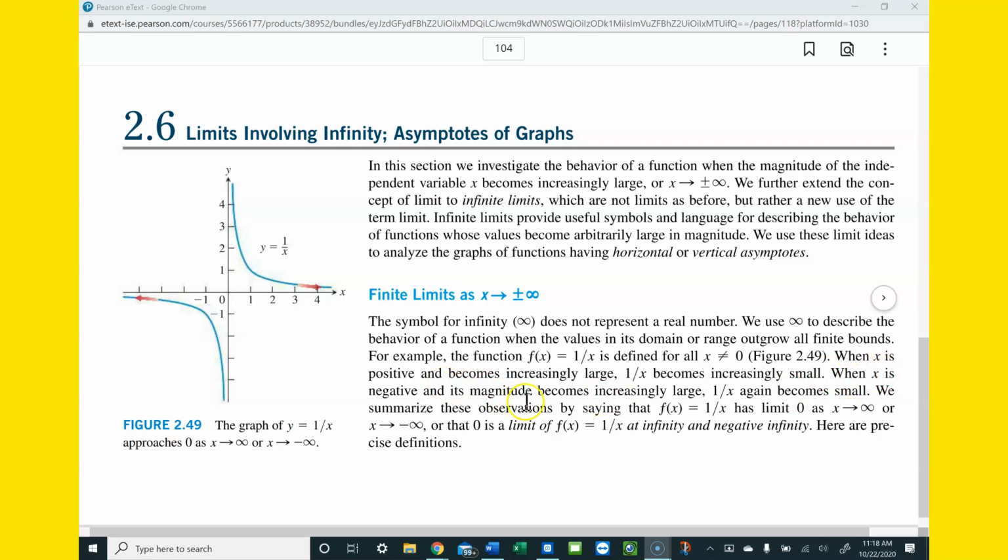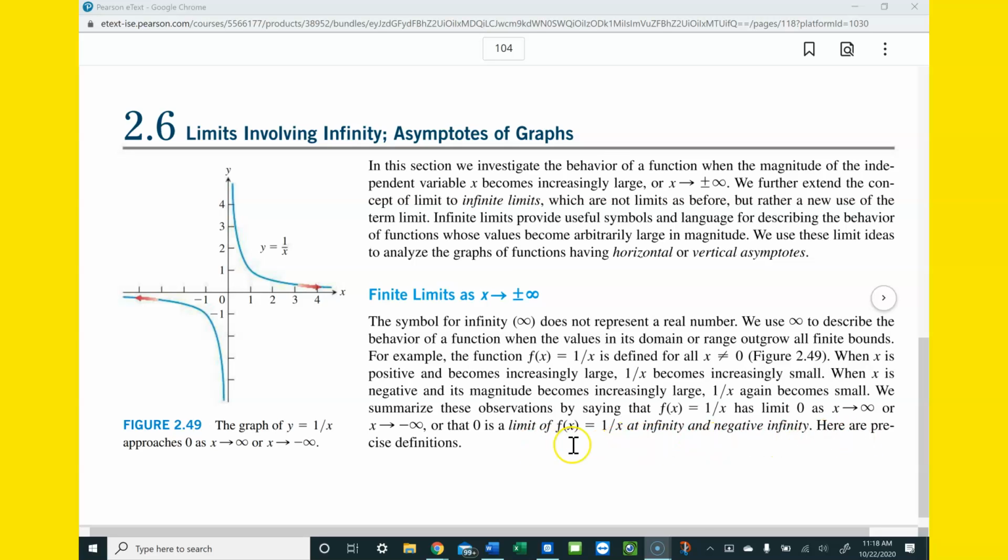When x is negative, its magnitude becomes increasingly large. So as x becomes increasingly negative, so the magnitude means like the absolute value of that negative number becomes increasingly large, then 1 over x again becomes small. We summarize these observations by saying that f of x equals 1 over x has limit 0 as x approaches infinity, or as x approaches negative infinity, or that 0 is a limit of f of x equals 1 over x at infinity and negative infinity.